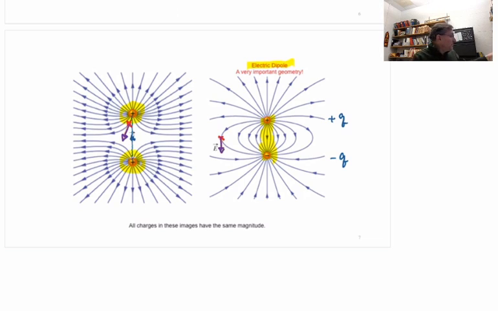Okay, so those are some electric field lines. We'll be working with pictures like this, and we'll be studying some of these charge configurations in this and the next chapter. Okay, but that's all for this video.